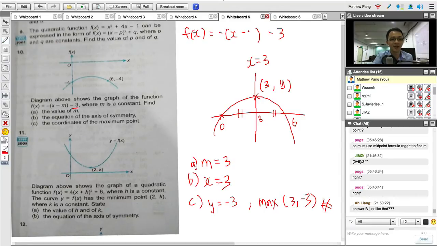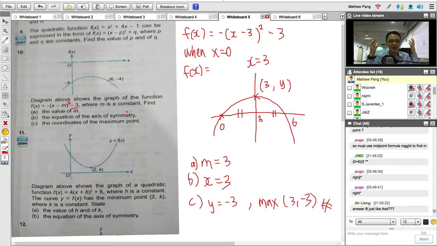Then I'm trying to find the y-intercept. Y-intercept means when x equals 0. When x equals 0, I will get f(x) equals 0 minus 3. Oh, we got a square here. This equation has a problem because it forgot about the square here. This one should be negative (x minus m) squared.